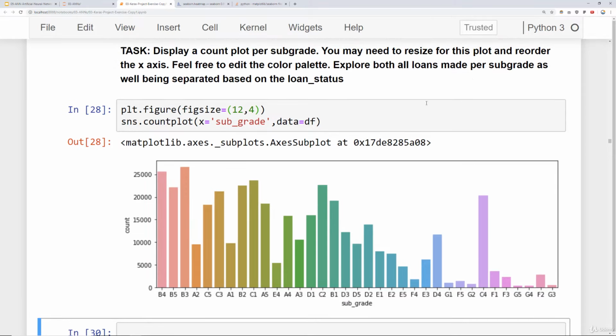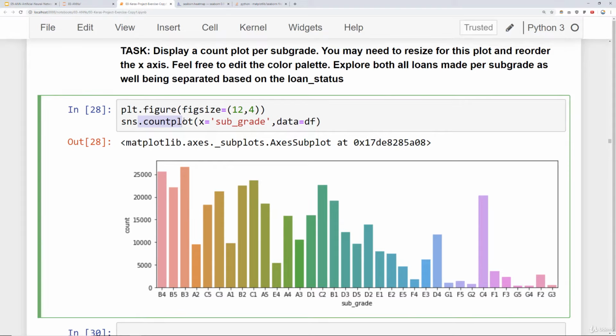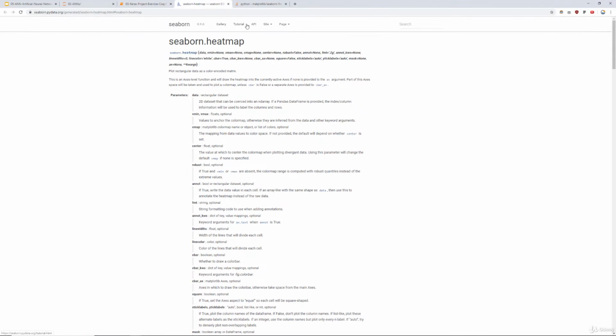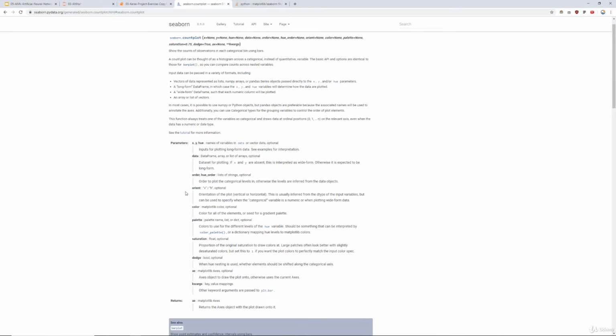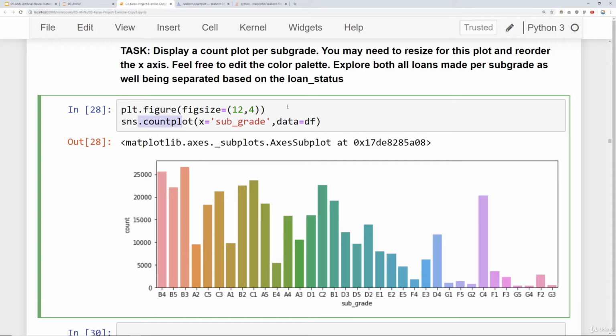However, what I want to be able to do is reorder that x-axis. So if you do a little bit of research on the count plot in Seaborn, essentially just go to the Seaborn API or tutorial page and then look up count plot. So it'll be here in the categorical plots. You'll notice that there's actually an order parameter, which is just the list of strings. So that's the order you want it in. So let's go ahead and figure that out.